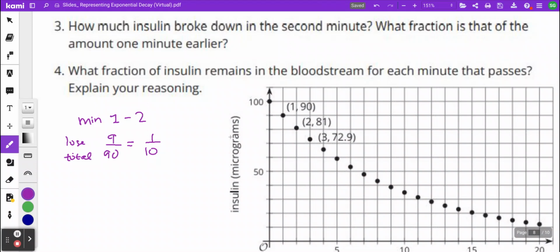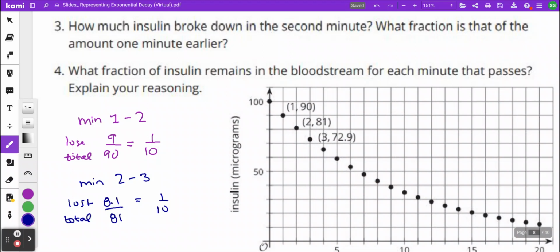So continuing with that pattern, if we continue to look at the fractions that are lost after each minute, I could do the same thing looking from minute 2 to minute 3. We went from 81 to 72.9 micrograms. So that would be 8.1 micrograms out of our total. How many total micrograms of insulin did we have at the start of minute 2? We had a total of 81. And again, we're getting that same fraction of 1/10. So 1/10 is what our pattern is.